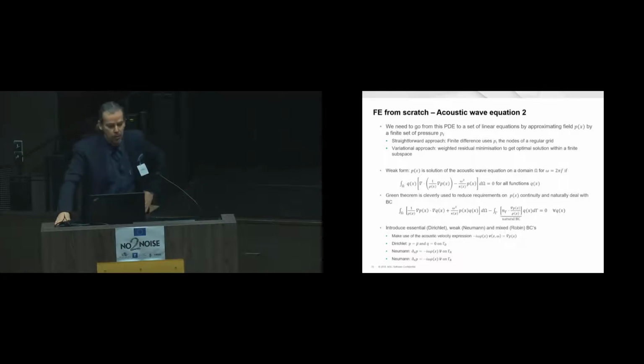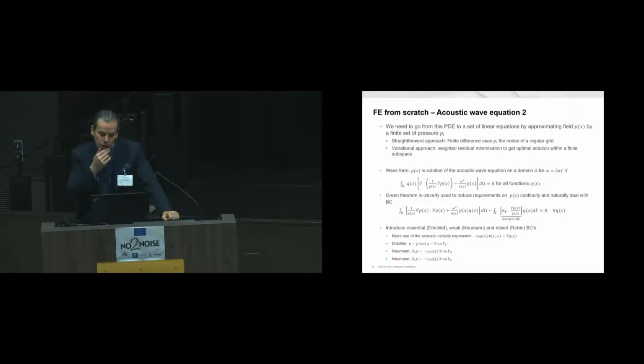So now we have a complex PDE to solve. How do we do it? Either a straightforward approach, finite difference, where I don't have to do anything more on my PDE, or you can use a variational approach. Basically, you have to build the weak form, which is just the PDE multiplied by a test function that is completely arbitrary. And you can show under certain hypotheses that if this is true for all test functions, then this has to be fulfilled everywhere in the domain. Then you use the Green theorem cleverly to reduce the requirements on the continuity of the pressure field, which will help during the discretization process.